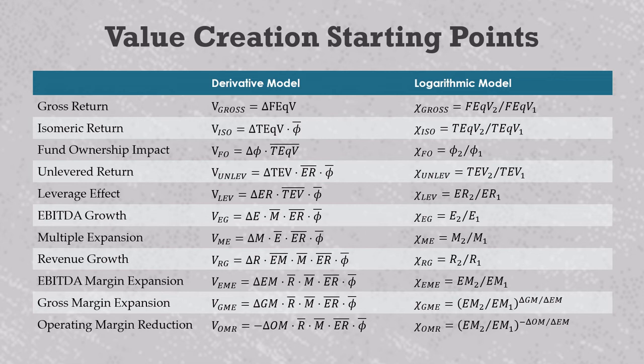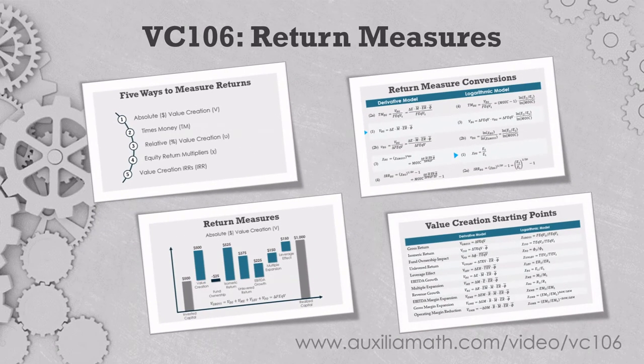The last two value drivers, for gross margin expansion and operating margin reduction, are related to the parent EBITDA margin expansion by addition and subtraction. That's why their logarithmic model formulas break with the pattern. In the next video, we'll describe two new value drivers that also break the pattern because of a fundamental addition and subtraction relationship.